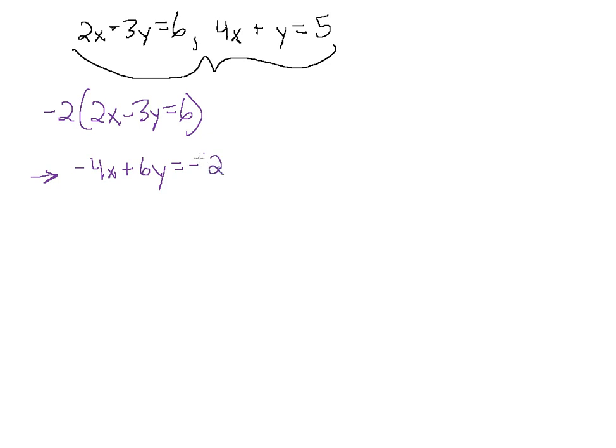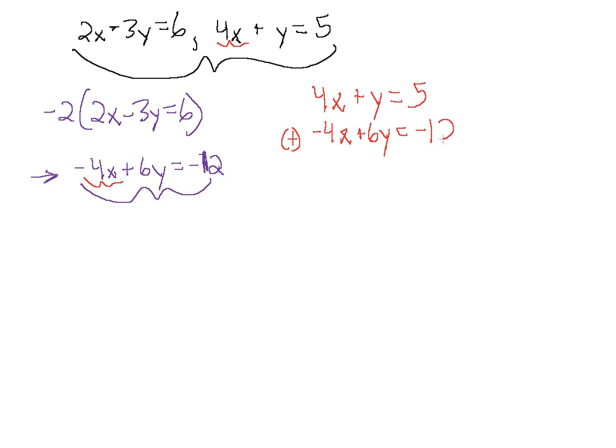So now we have a new form of our first equation where we have two coefficients of x that are opposites, and we can add to get rid of them and solve for y. So let's go ahead and do that. We have 4x plus y equals 5, and we can add the second equation. We have minus 4x plus 6y equals -12.